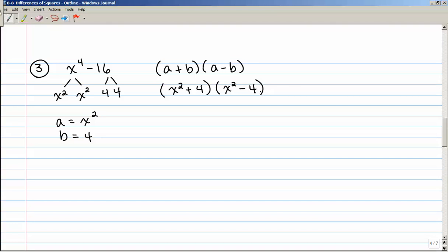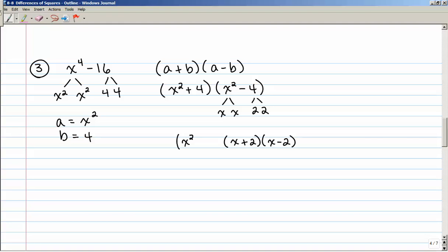But notice that x squared minus 4 is also a difference of squares. X squared is x and x. 4 is a perfect square, it's a 2 and a 2. So x squared minus 4 is going to factor into an x plus 2, x minus 2, and don't forget we had an x squared plus 4 here, and that's actually prime.